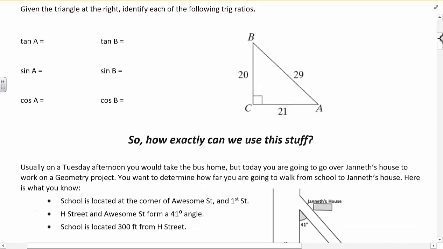If I were trying to find tan of A, my perspective for tan should be opposite over adjacent. The opposite side from A is 20, and the adjacent side is 21. If I were doing tan B instead, opposite over adjacent would be 21 over 20. Sine A is opposite over hypotenuse, so 20 over 29. Sine B would be 21 over 29. Cosine A, adjacent over hypotenuse, is 21 over 29. Cosine B, adjacent over hypotenuse, is 20 over 29. So hopefully that was a piece of cake.